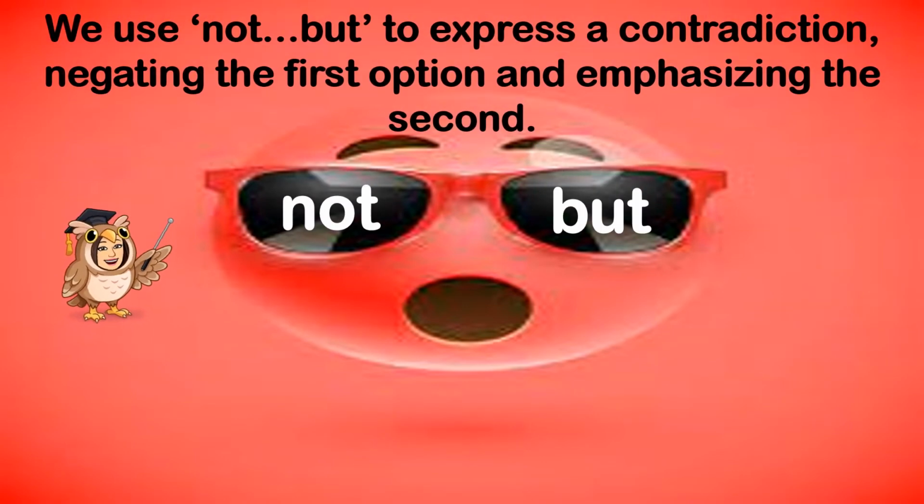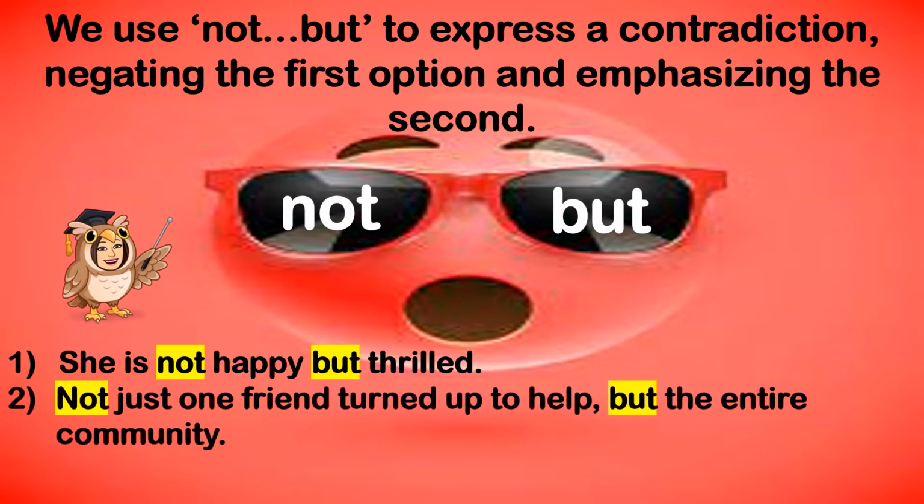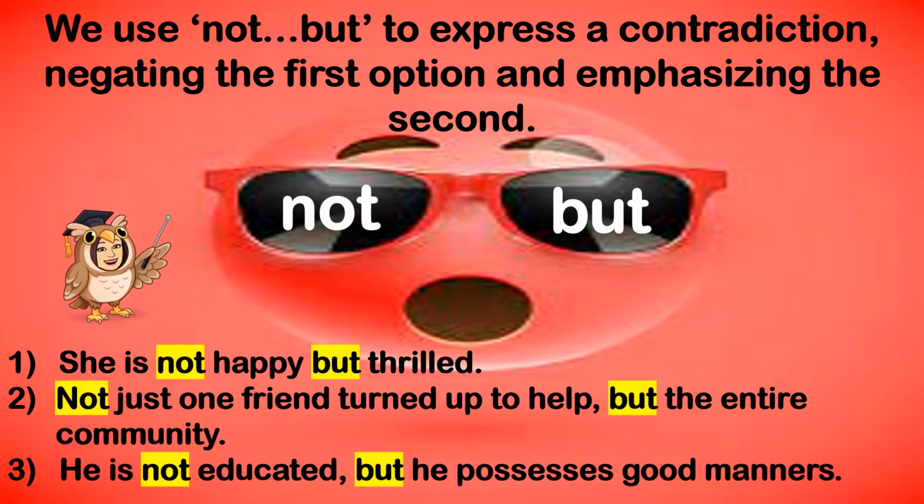Not but. We use not but to express a contradiction, negating the first option and emphasizing the second. Examples: She is not happy but thrilled. Not just one friend turned up to help, but the entire community. He is not educated, but he possesses good manners.